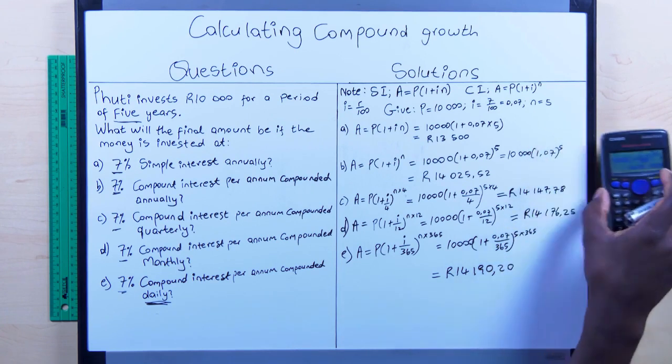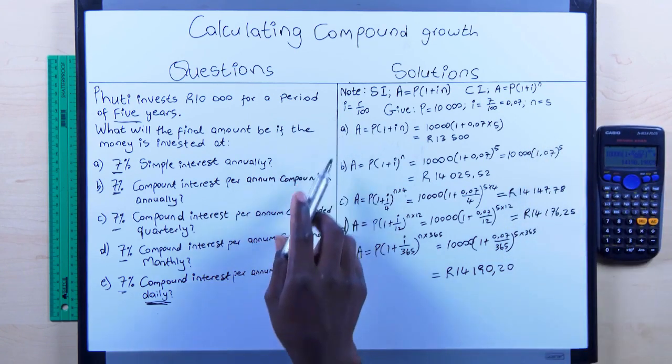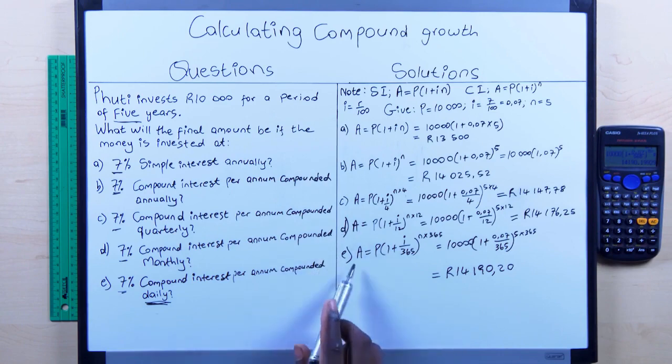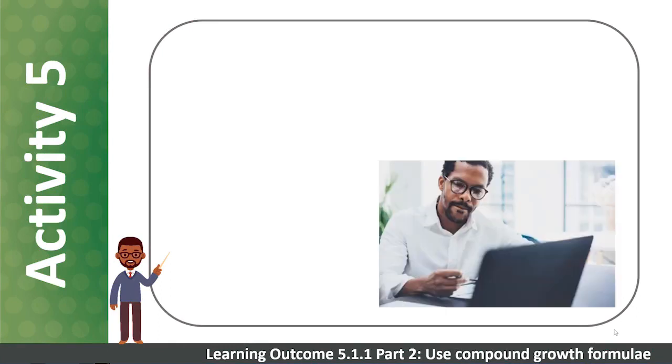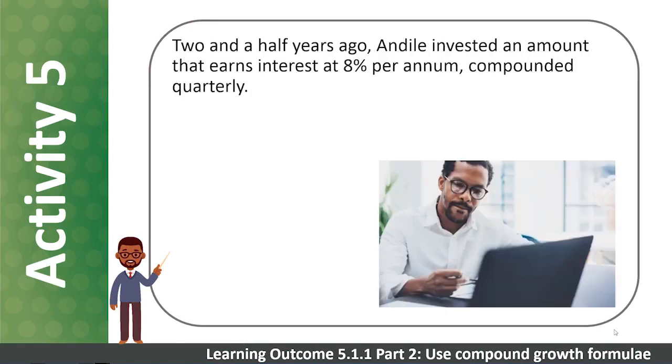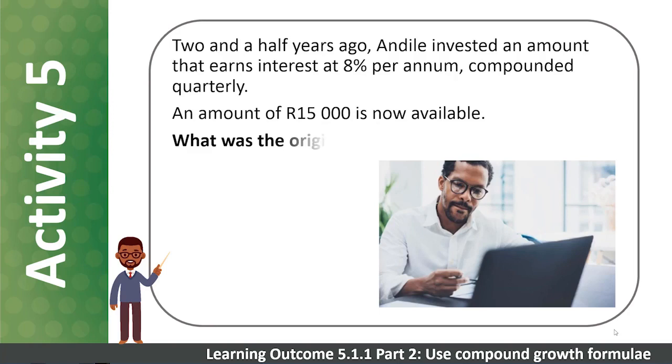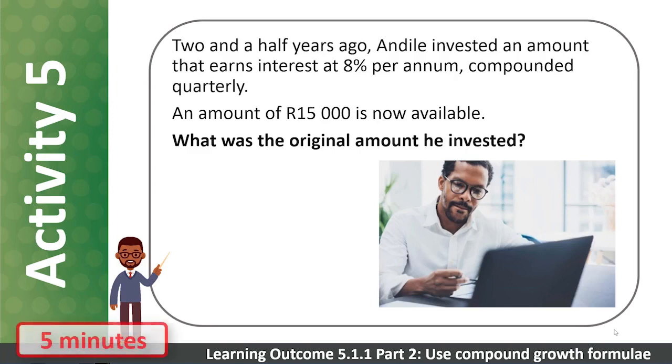So we have successfully calculated A, B, C, D, and E. Now try this example on your own. 2.5 years ago, Andile invested an amount that earns interest at 8% per annum, compounded quarterly. An amount of 15,000 rand is now available. What was the original amount he invested?